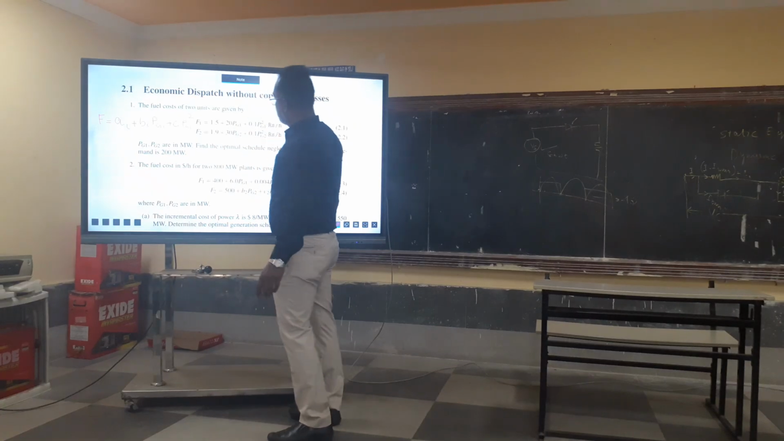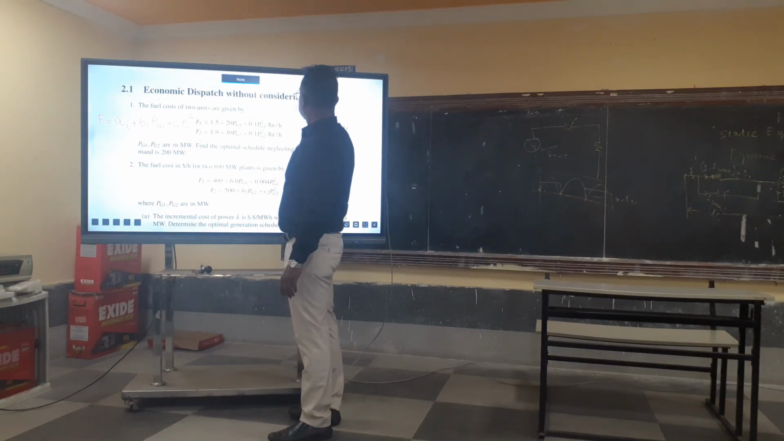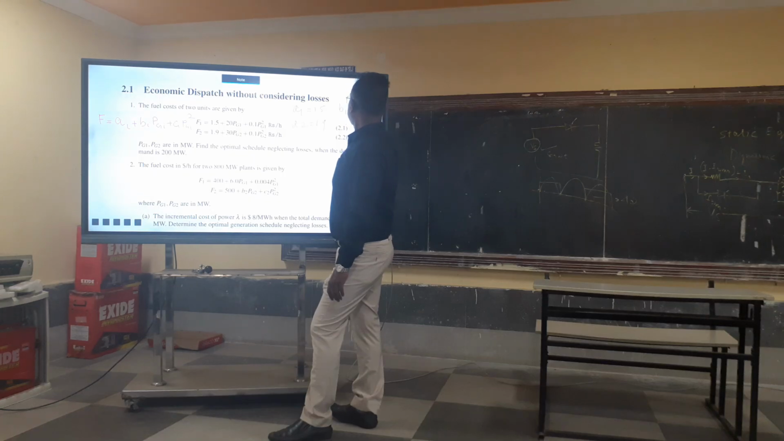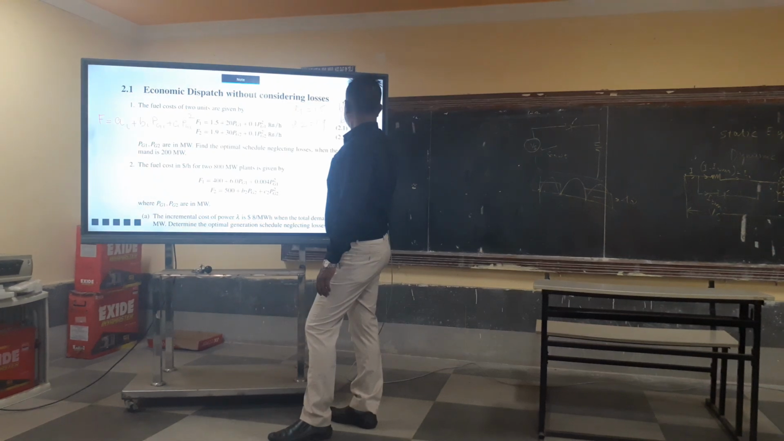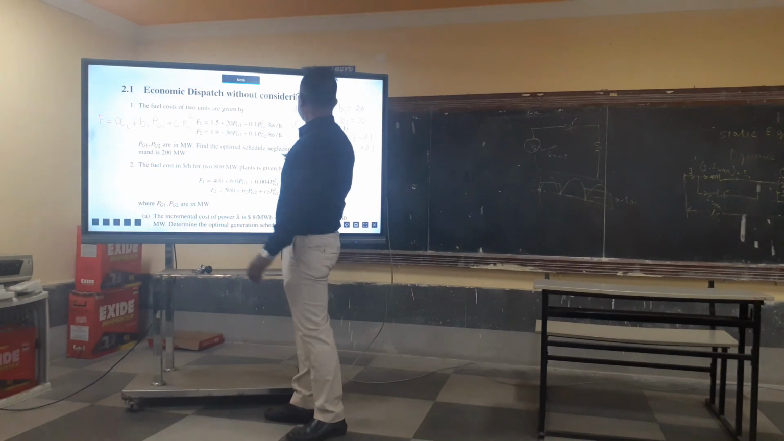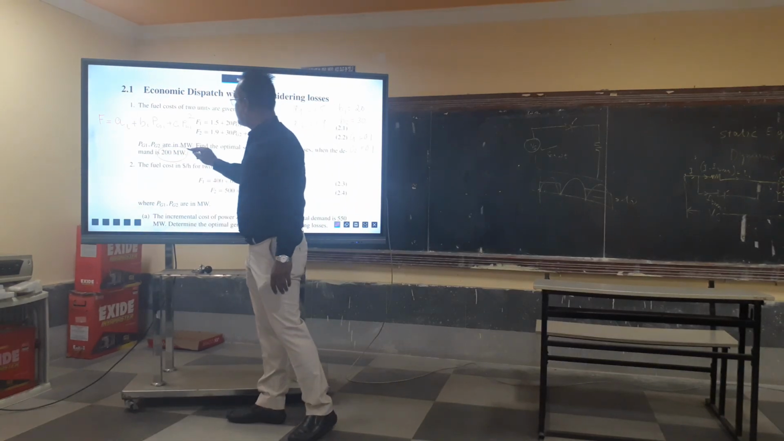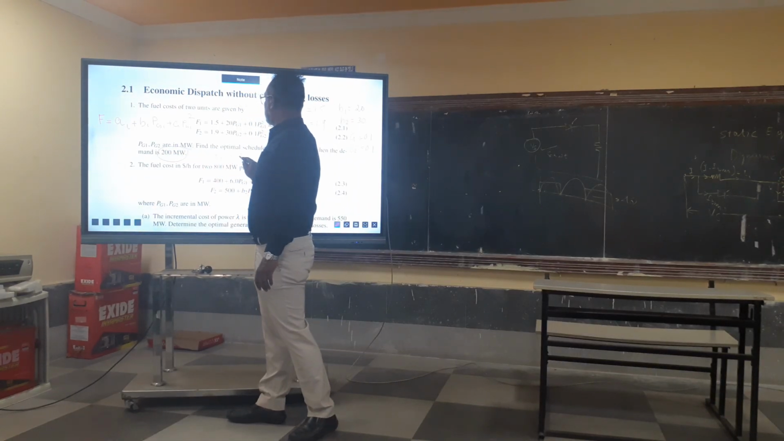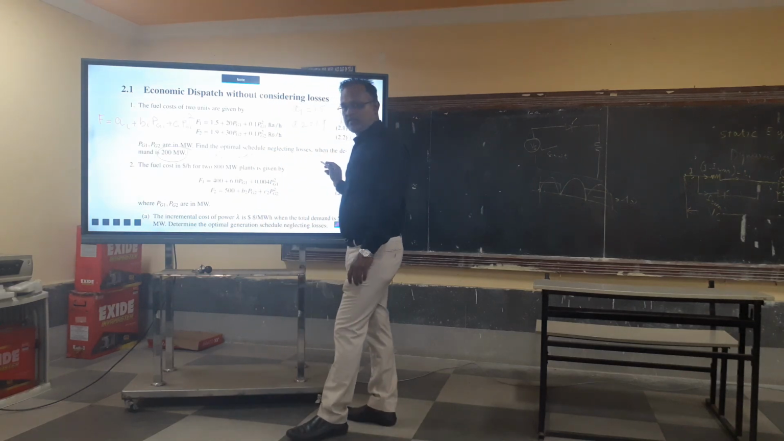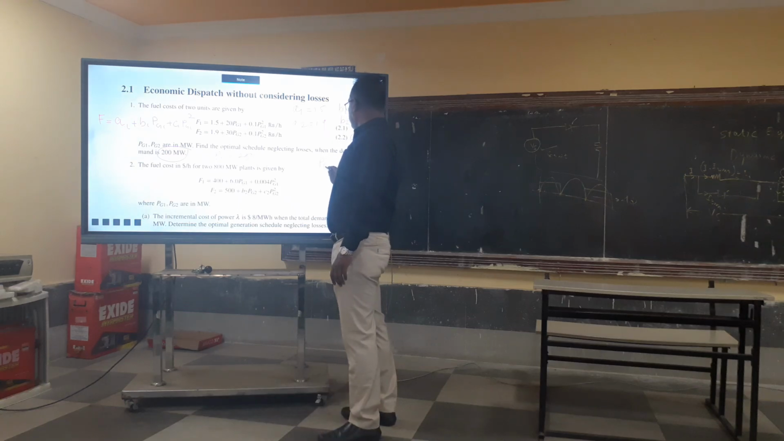Now in this case, what is A1? 1.5. A2? 1.1. B1? 20. B2? 30. Then C1 is 0.1 and C2 is also 0.1. Now your job is to find out the optimal schedule when the load demand is given as 200. You have to find out the PG. How to find out PG?